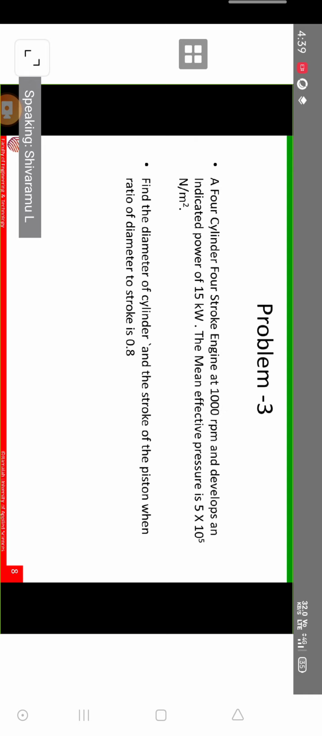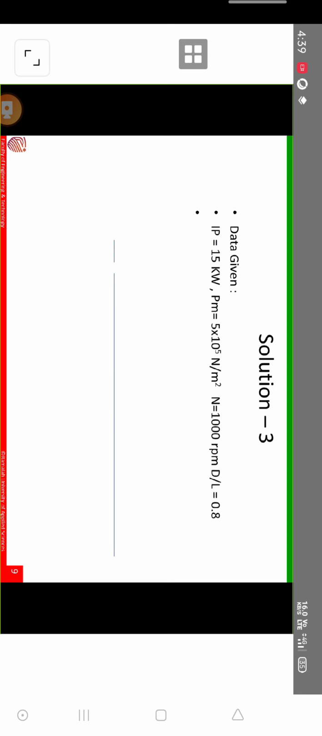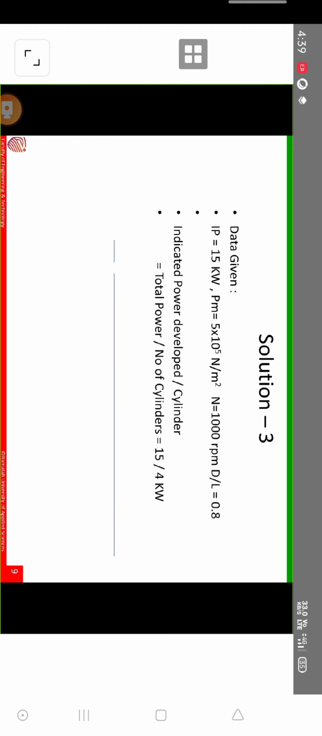So when you read the problem, make sure that you always write whatever they have given. Right now they have given a 4-cylinder, 4-stroke engine. This is the data they have given, and they have given the D by L ratio as 0.8. Also they have given IP and the mean indicated pressure. So right now you need to calculate L and D. For that, you have to write the indicated power formula.